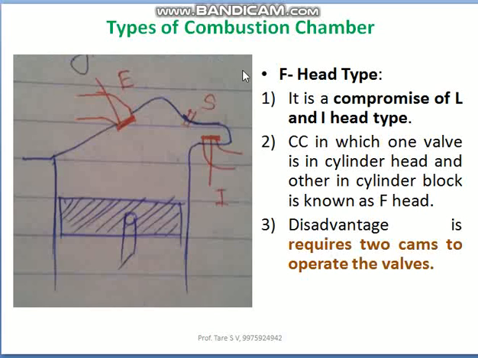The next type of combustion chamber is F head type. Here again it has a disadvantage because both valves are on separate sides, so of course it requires two camshafts. But this is a compromise between the L and I head type combustion chambers. So with all these types, we have finished the types of combustion chambers for SI engine.